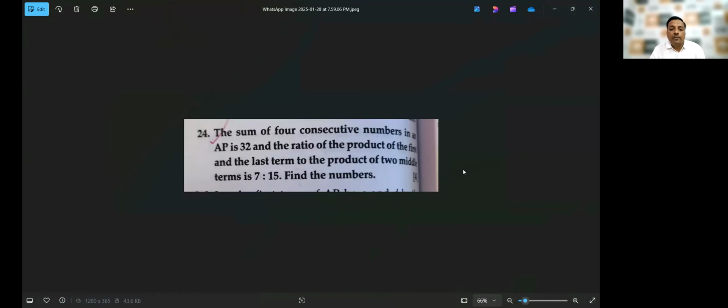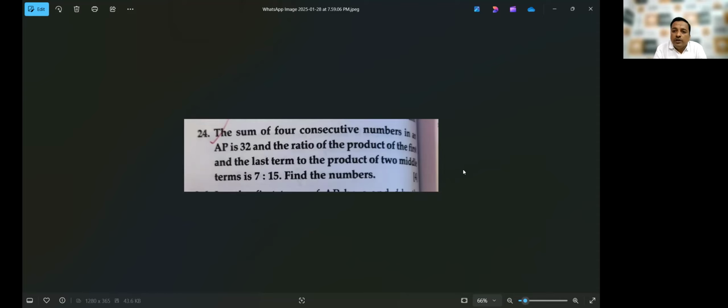Okay, the question is from the arithmetic progression. The sum of 4 consecutive terms in an AP is 32. The ratio of the product of the first and the last term to the product of the two middle terms is 17 by 15.